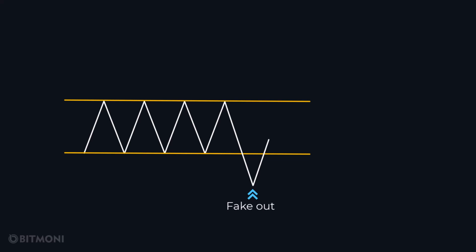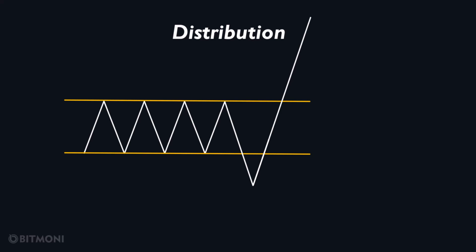When a breakout turns out to be false, it usually means the move was deliberately designed to trigger stop losses and draw in breakout sellers, effectively collecting liquidity beneath the range. Once smart money has absorbed enough of this liquidity, the market often makes a strong move in the opposite direction. This is what we call the distribution phase.